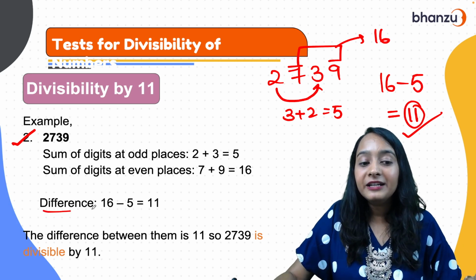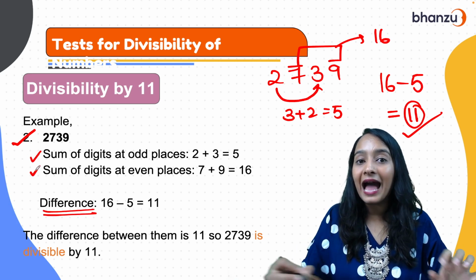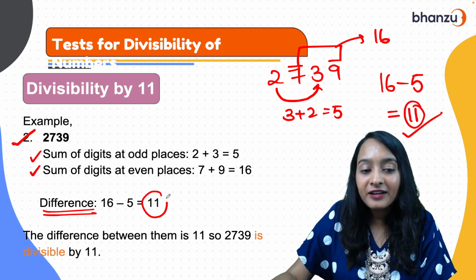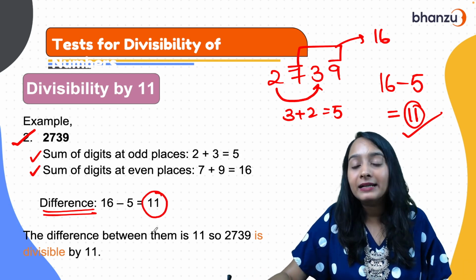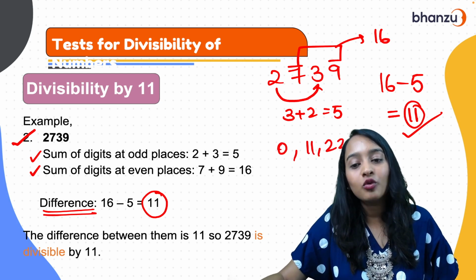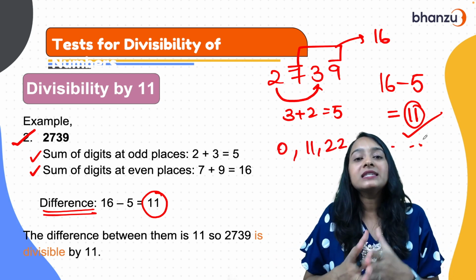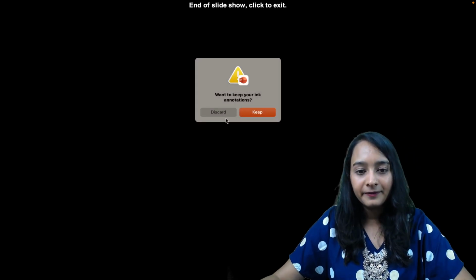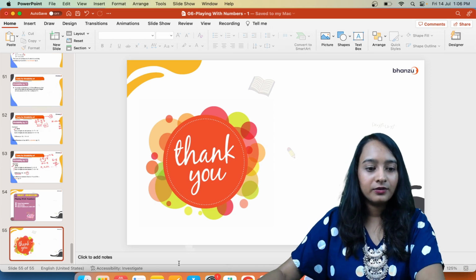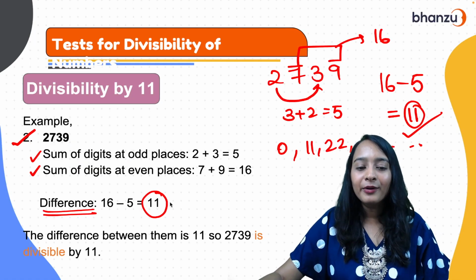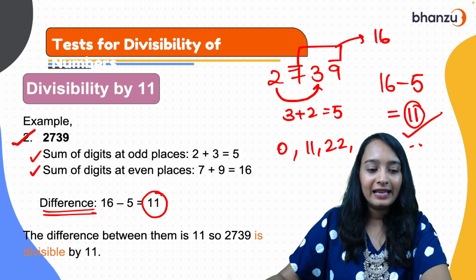Please remember the difference that you get after adding the alternate odd places and even places. That difference should be a multiple of 11. It can be 0 or 11 or 22 or any other number which is divisible by 11. So the entire number is divisible by 11.